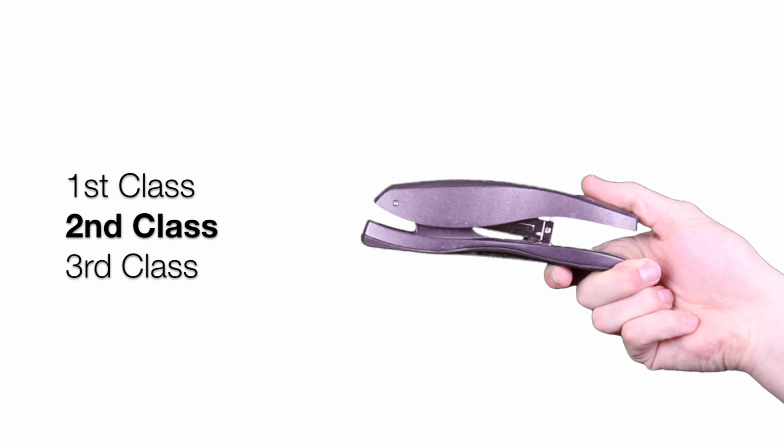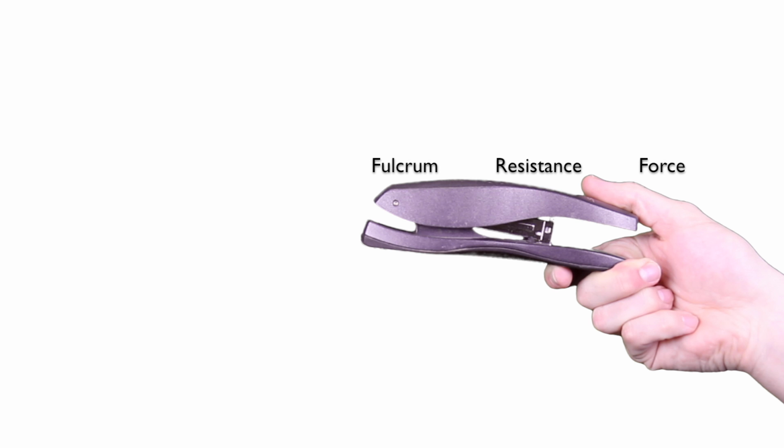That's right, second class lever, because the resistance is in between the fulcrum and the effort. Here's another image to identify.